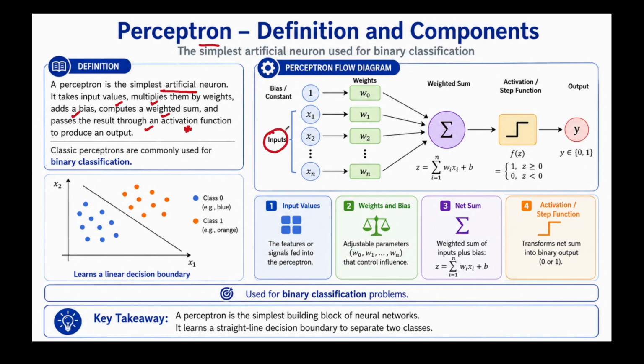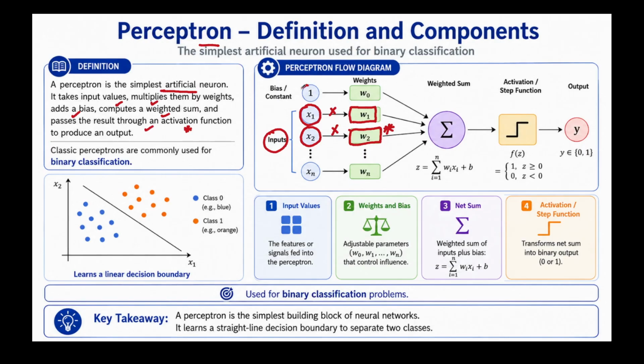The input values are the data given to the perceptron. For example, in the MNIST digit example, the inputs are pixel values. Next, each input is multiplied by a weight. A weight tells the model how important that input is. For example, in digit recognition, some pixels are more important than others. Pixels that are part of the digit shape are more useful than pixels in the empty background. The model learns this importance using weights.